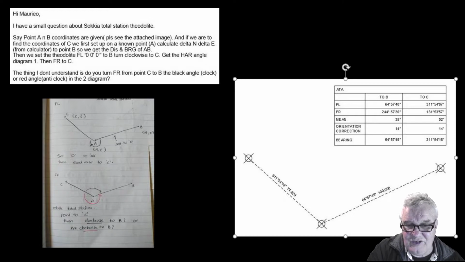57.35. That would be the mean. Now what I was trying to set the angle to was 64.57.49. So to do that, I've got to add an orientation correction of 14 seconds. So that would give me 64.57.35 plus 14, 64.57.49. So that's my back sight.